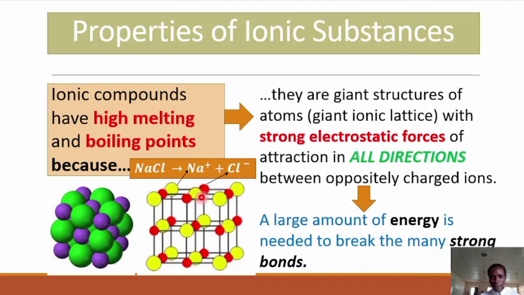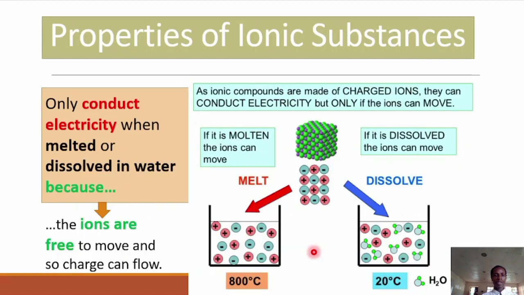So this is the reason behind ionic compounds having high melting and boiling points. The next thing is that a large amount of energy is needed to break these many strong bonds. So that's why ionic compounds have high melting and boiling points. I think this point is clear.